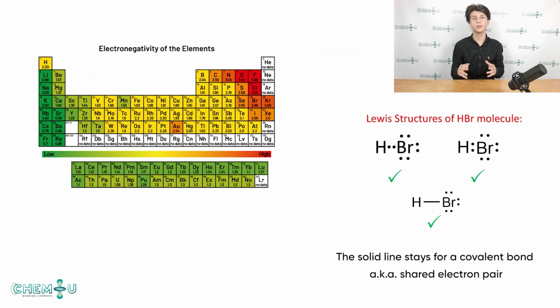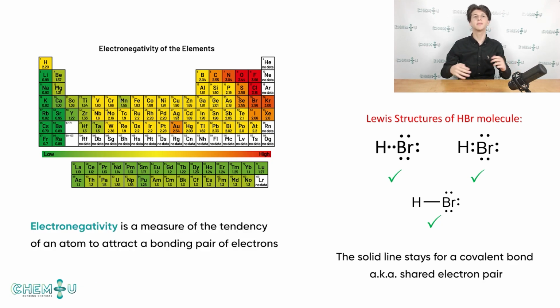For those of you who don't remember, here is a brief recall. Electronegativity is a measure of the tendency of an atom to attract a bonding pair of electrons. There are several ways of calculating the electronegativity of an atom, and the most popular one is the Pauling scale presented on the slide. The higher the number is, the stronger an atom pulls the shared electron pair. It is obvious that bromine pulls the electrons to itself much stronger than hydrogen due to higher electronegativity.